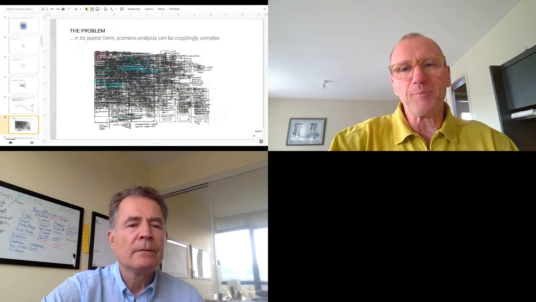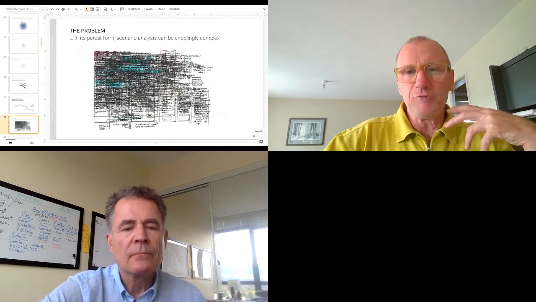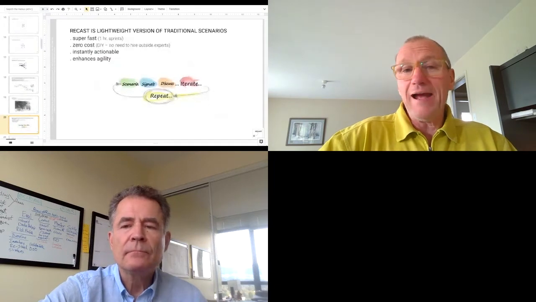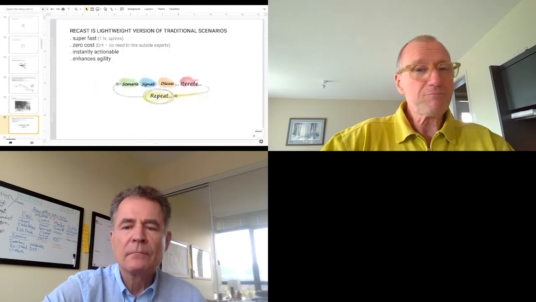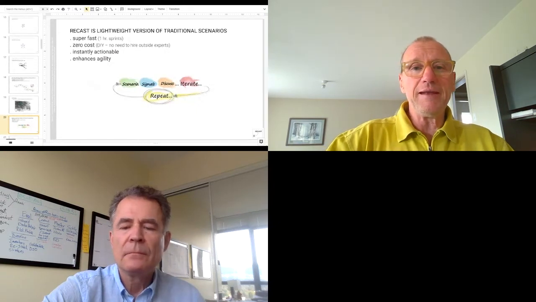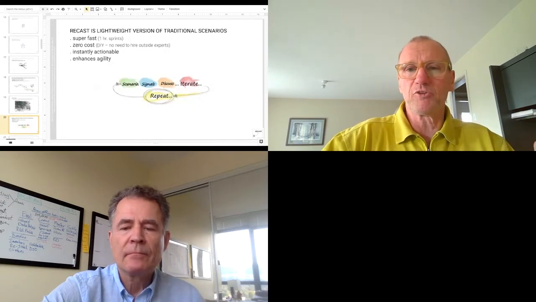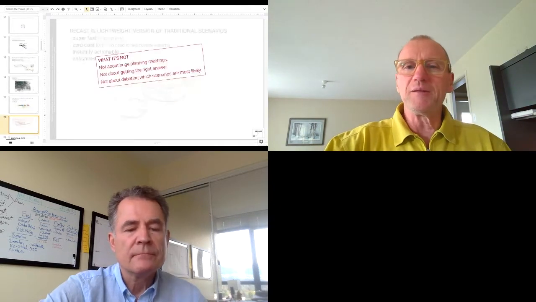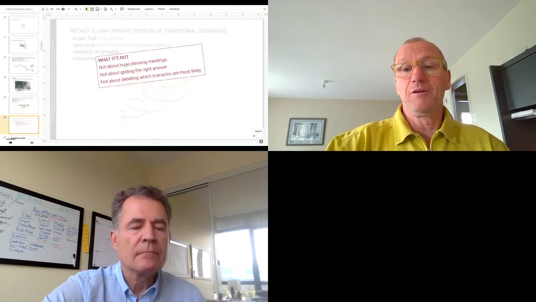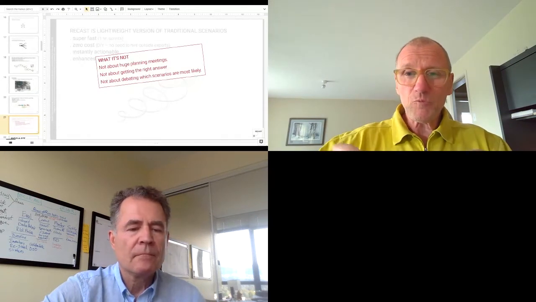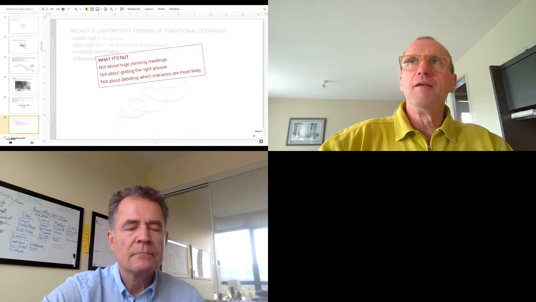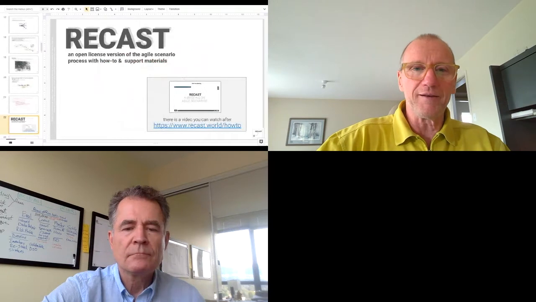And scenarios help a lot, but the problem is they're wildly complex if you do them at their highest level. And so what Recast was about was an agile approach, a really, really fast, zero cost, you can do this yourself, an instantly actionable approach to this. So take the best of scenarios, but make it a startup agile type of an approach. Not about huge planning meetings. It's not about getting the right answer. And it's not about debating which scenario is most likely. It's actually about going through the scenarios and getting there mentally, and you'll see why in a second.